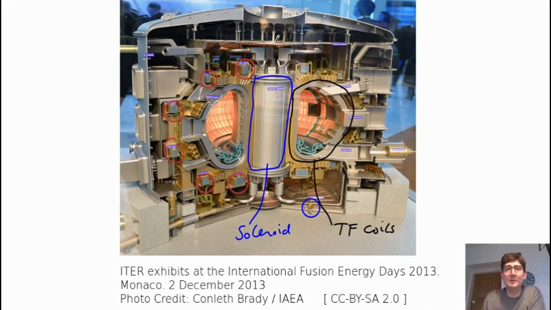Okay, so that's an overview of the coils used in tokamaks. Obviously there are lots of other components, but for now we're just concentrating on the equilibrium and on the coils. I hope that's helped.